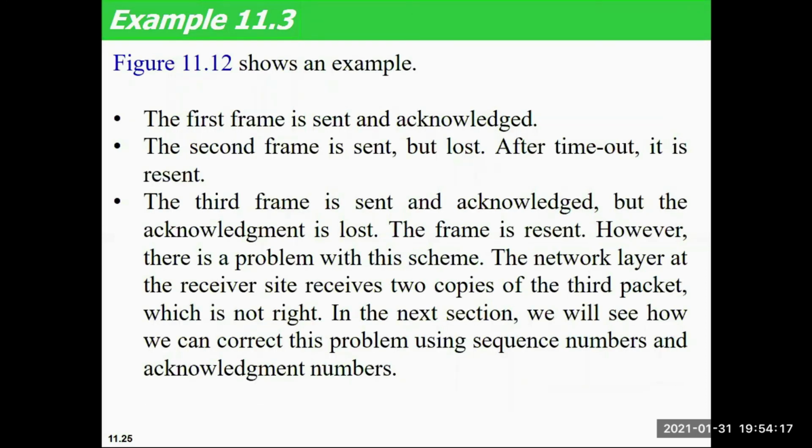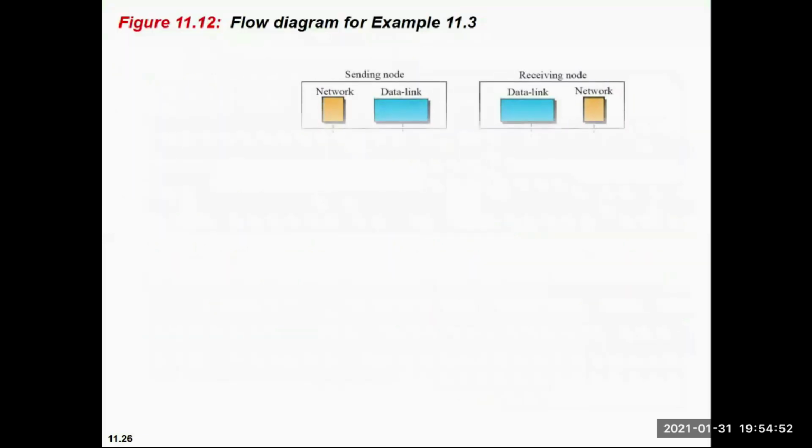So now we will take one example of the sender and receiver side, and we will see three cases. In the first case, the frame is sent and we get the acknowledgement successfully. In the second case, the frame is sent but lost, and after timeout, the sender will resend that frame. Okay, so let's see those two cases first.